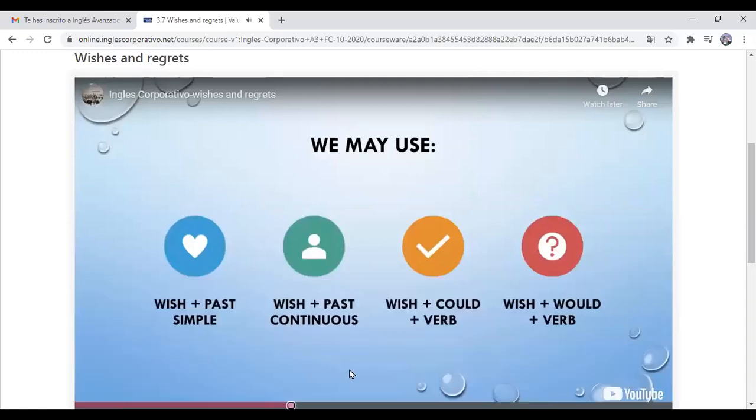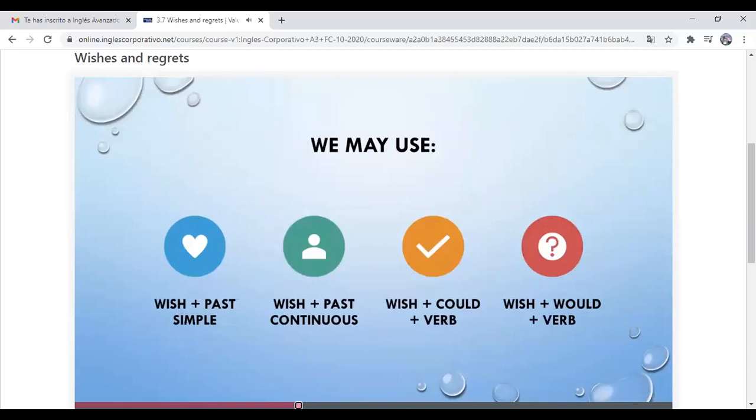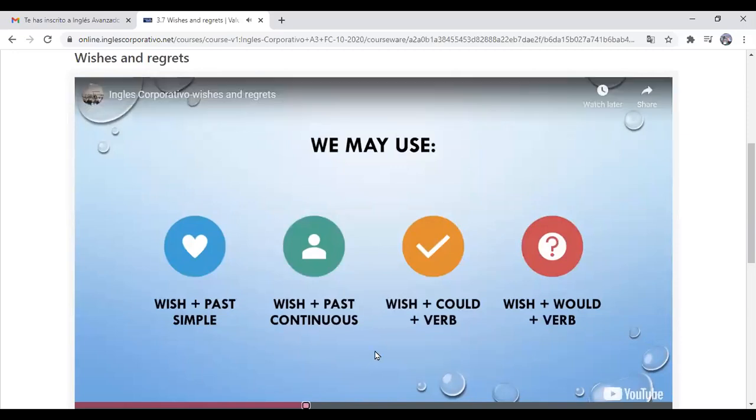In English, there are different ways to express wishes in the present and in the future. We may use wish plus past simple. So, how do you say desearía vivir en un lugar más cerca? That's a structure that you use with the first example that we have here. Desearía vivir más cerca. One more time. I wish I lived nearer or closer. Good. Now, what about the wish plus the past continuous?